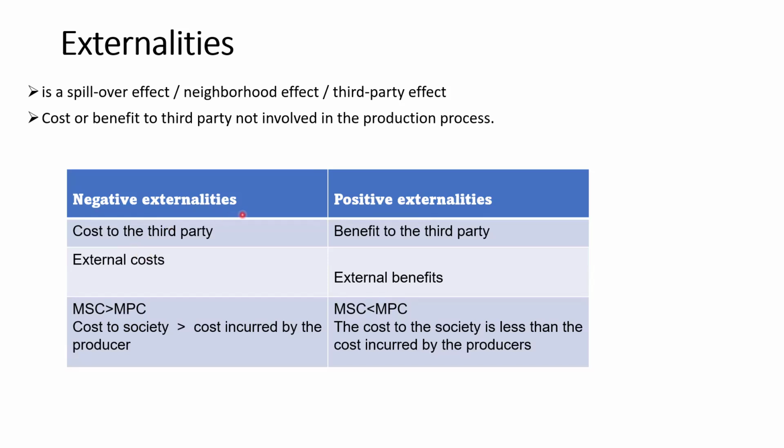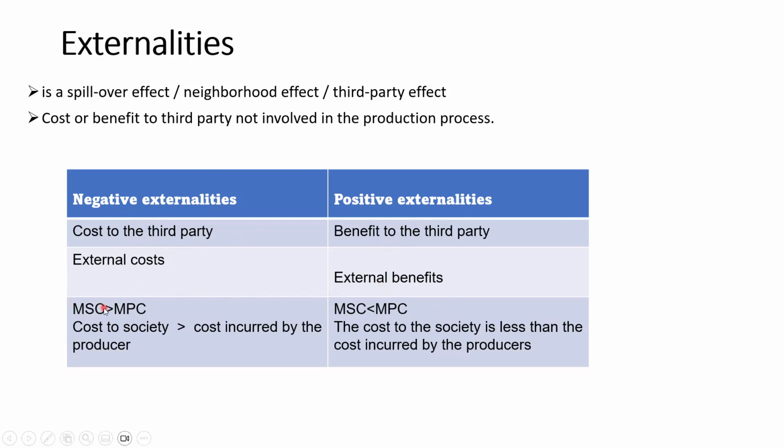So we have negative externalities and positive externalities. Negative externalities are also called the cost to a third party. And positive externalities are the benefit to a third party. Examples of positive externalities can be planting trees in your community. That has a positive effect on a third party. So negative externalities bring external cost, while positive externalities bring external benefits.